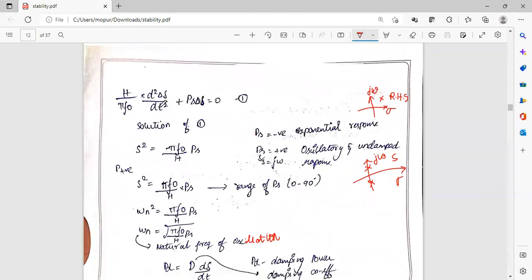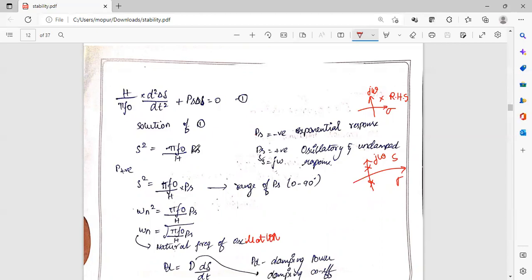Now the solution of this equation is s square is equal to minus pi f naught by H Ps. When Ps is negative, we have one root in the right half s plane and the response is exponentially increasing and stability is lost. When Ps is positive, we have two roots on the j omega axis and the motion is oscillatory and undamped. The system is marginally stable with a natural frequency of oscillation omega n.